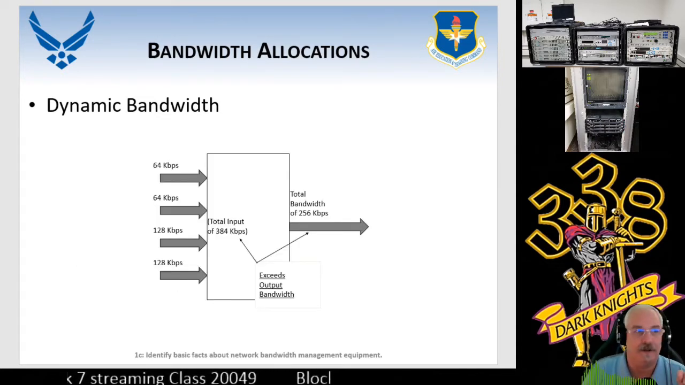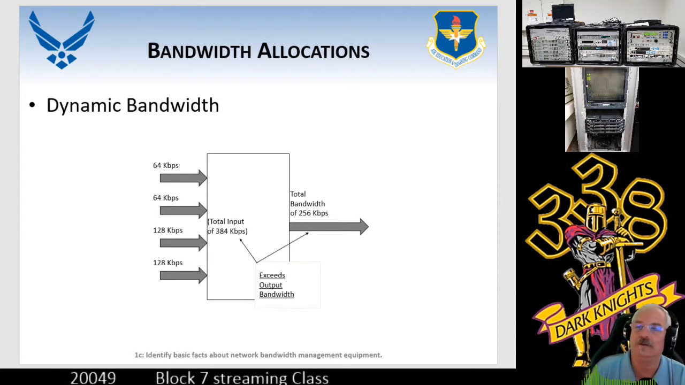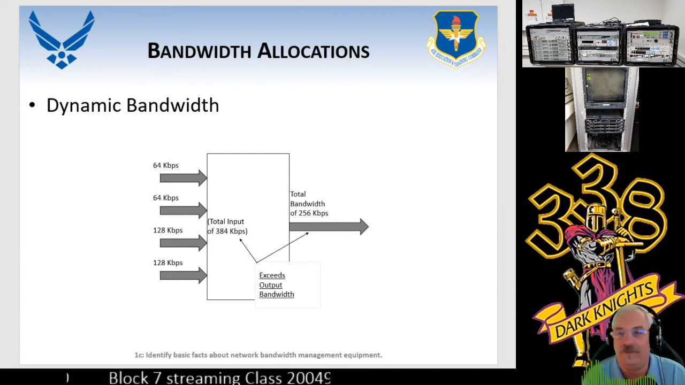Here's the example that they give you. You got 64K for the first 2 channels. However, you got 128 on 3 and 4, which means you got 384K, which exceeds the 256K. What does that mean? It means that if everybody's on, you're going to get throttled back big time. You have to wait for your time to get in there.